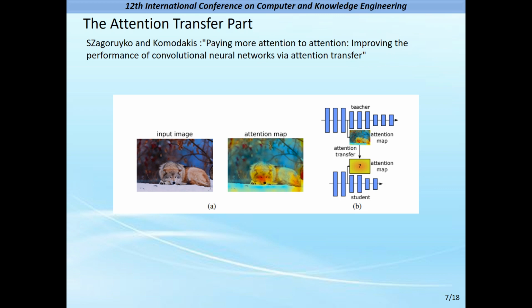Surely, this type of map must contain valuable information about the network. The question that we pose in this paper is the following. Can we use knowledge of this type to improve the training of CNN models? And B shows a schematic representation of attention transfer. A student CNN is trained so as not only to make good predictions, but also have similar spatial attention maps to those of an already trained teacher CNN.